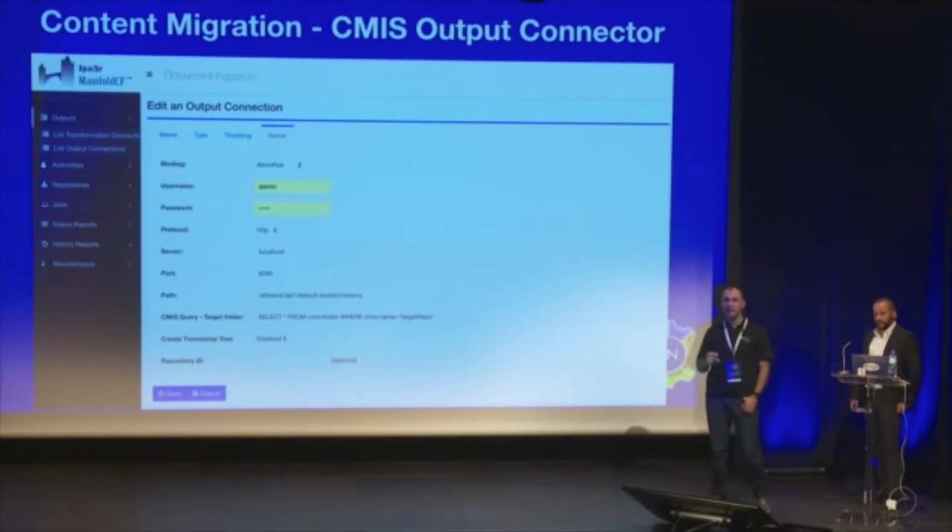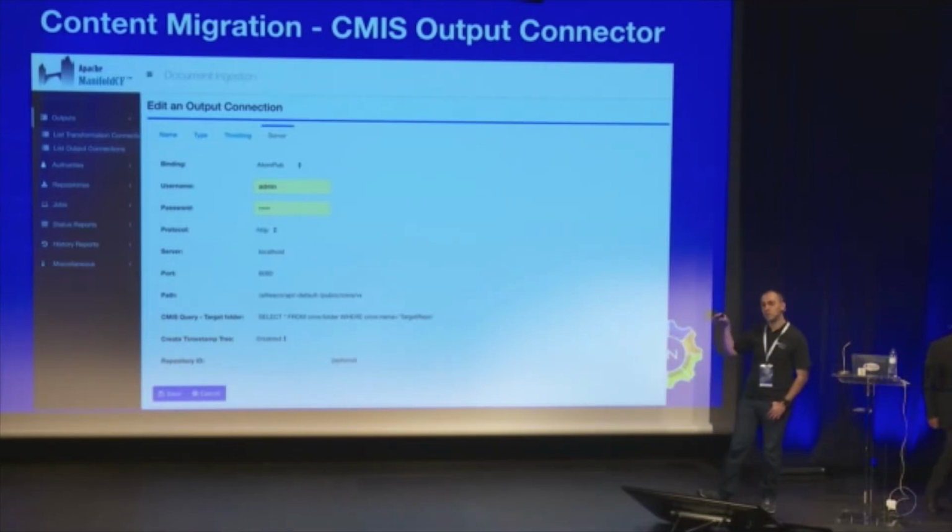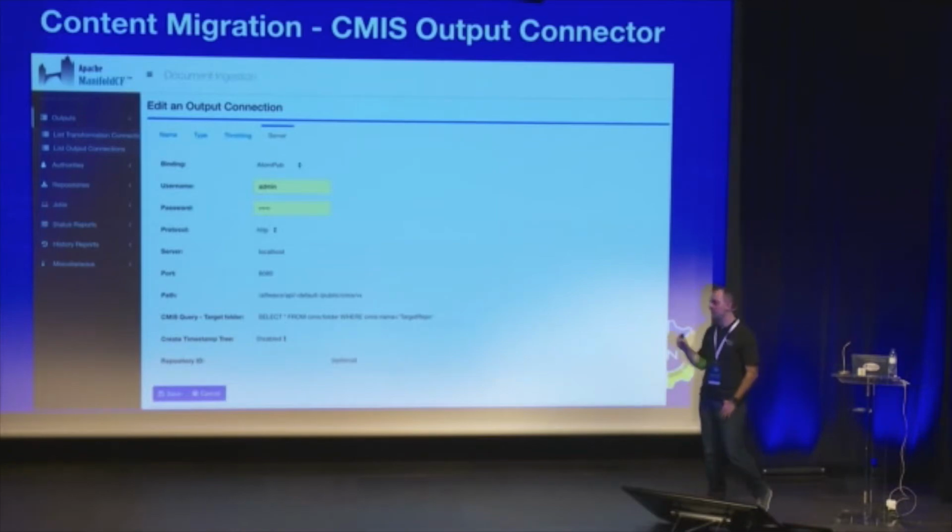If we don't have a smart tree for our repository, the output connector will create the tree for you, considering a timestamp structure, using the year, month, and the day automatically, considering the creation date of the content. So the output connector can do this for you automatically. So let's start the video.